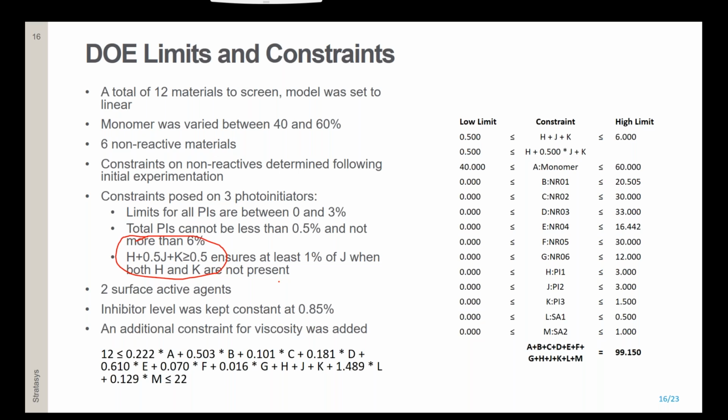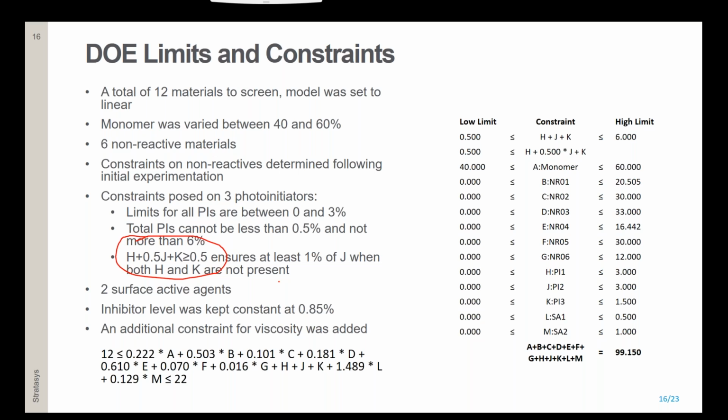And we also had 2 surface active agents, which we didn't know which one would be best, and if we maybe needed a mixture of both of them. Everything does not add up to 100 because we had an inhibitor, as I said, and it was kept constant.